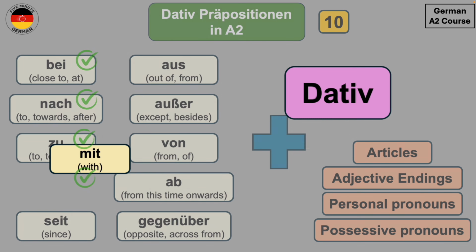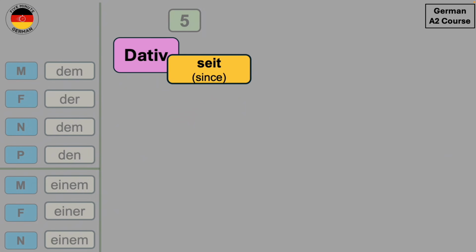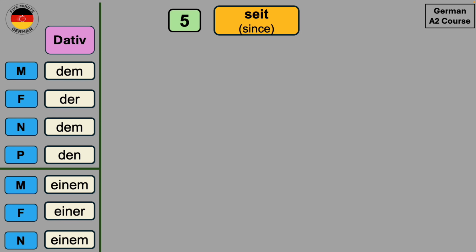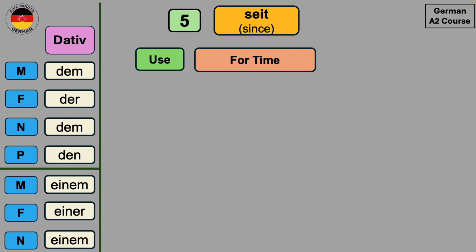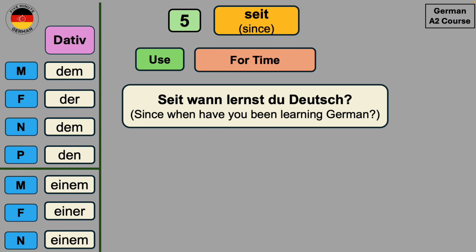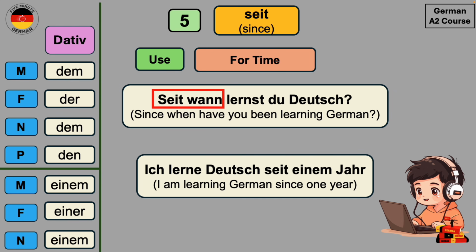So this was mit. The next preposition is seit, which means since, and this is used for time. So we can use this in questions as well. For example, if somebody asks you, seit wann lernst du Deutsch? Since when have you been learning German? So seit wann means since when. And you can answer this in two ways. The first is by answering a full sentence, in which you can say ich lerne Deutsch seit einem Jahr. I am learning German since 1 year or for 1 year. And you see that Jahr is das Jahr.